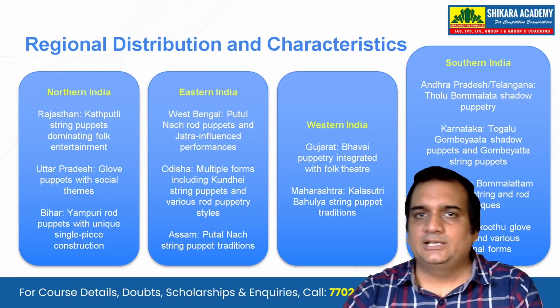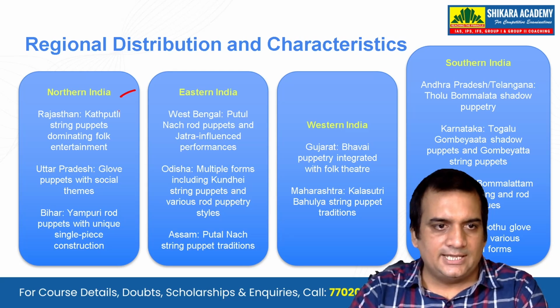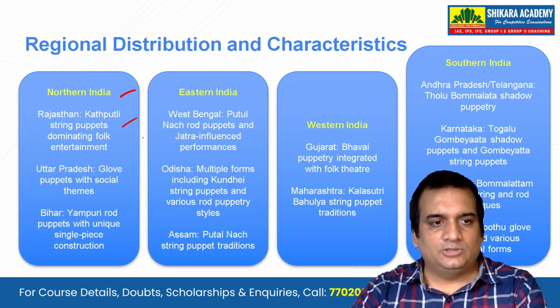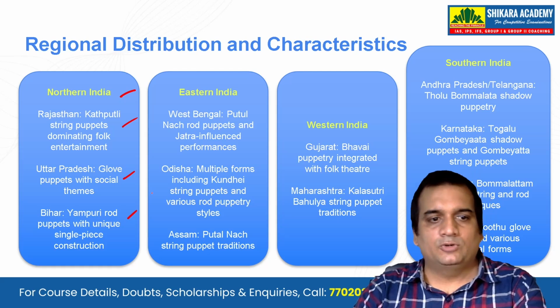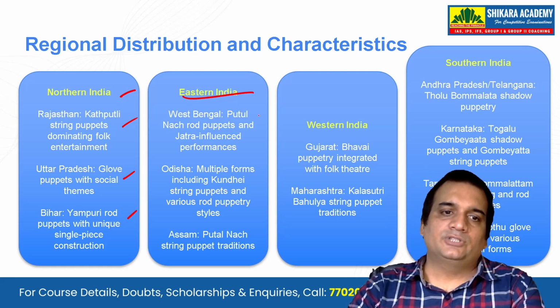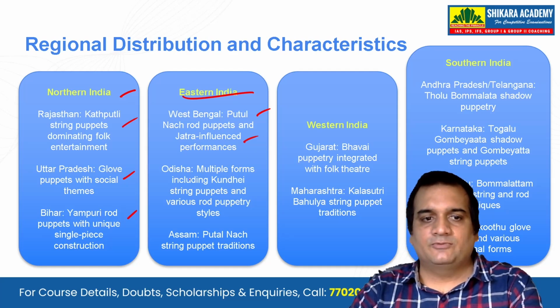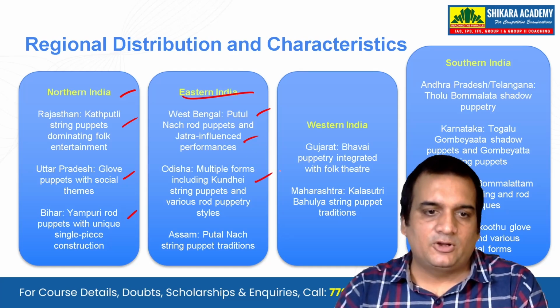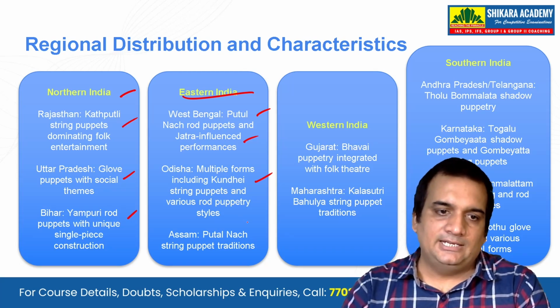Regional distribution and characteristics, this is important because it gets asked. So for northern India, remember Rajasthan, Kathputli is there. Uttar Pradesh, glove puppets with social themes. Bihar, you have Yampuri rod puppets with unique single piece construction. In eastern India, if you see West Bengal, you have Putul Nach rod puppets and Jatra influenced performances. Odisha, you will see multiple forms including Kundhei string puppets and various rod puppetry styles.